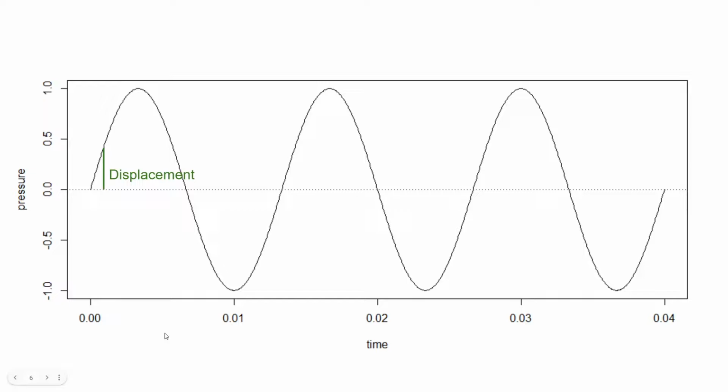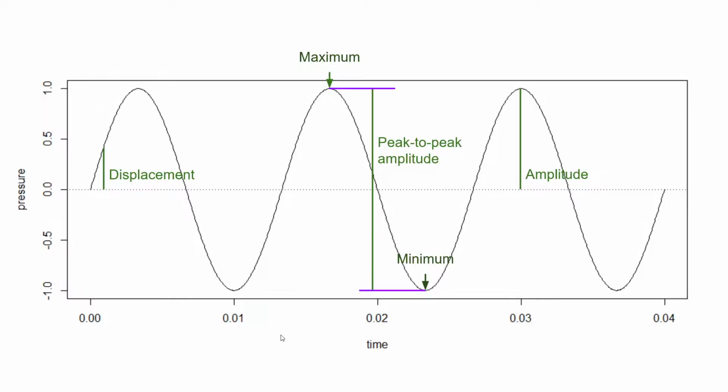And mostly what we're interested in is displacement at the maximum and minimum, so the greatest pressure and the lowest pressure. And generally, when we're talking about the amplitude of a simple wave, what we mean is the displacement from the zero line to a maximum. We can also talk about peak-to-peak amplitude, which is just the distance between the maximum and the minimum.